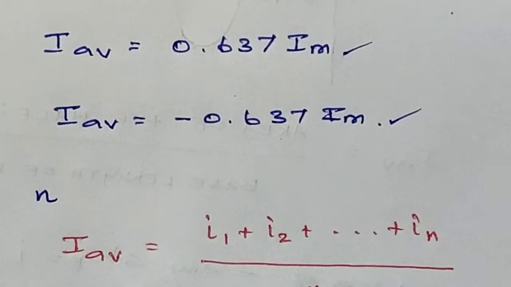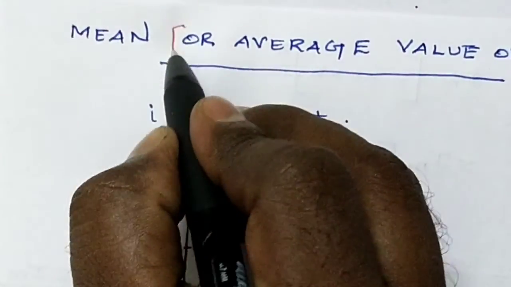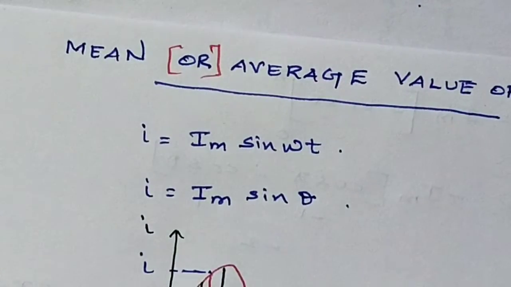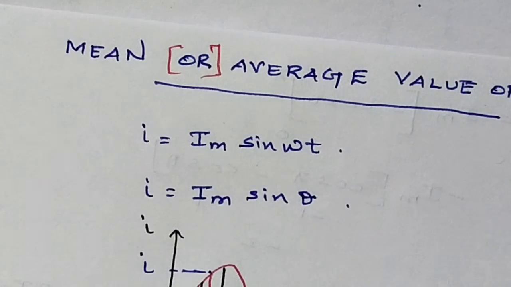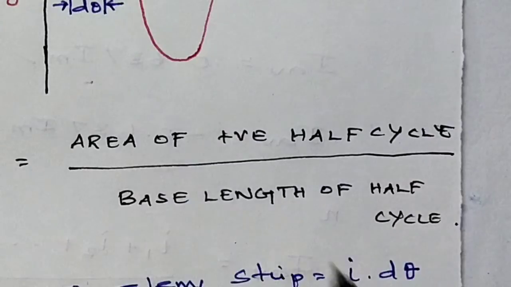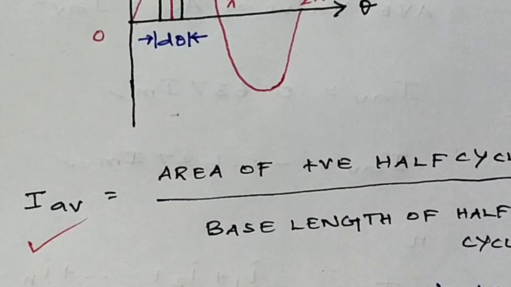So that is one of the 3 mark questions: the mean or average value of the AC. The mean or average value of the AC is the average of all the values of the current over the positive half cycle or negative half cycle. The sum of all the currents over the positive half cycle is found as the area of the positive half cycle. When we divide the area by the base length, we can find the I average value.